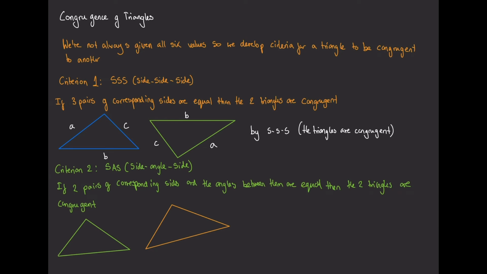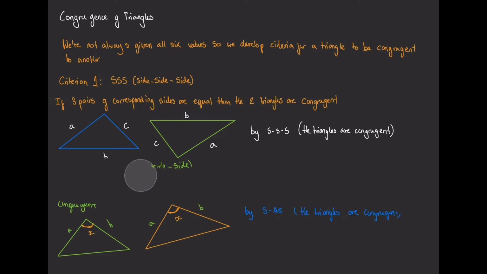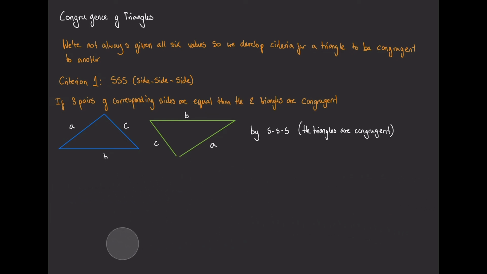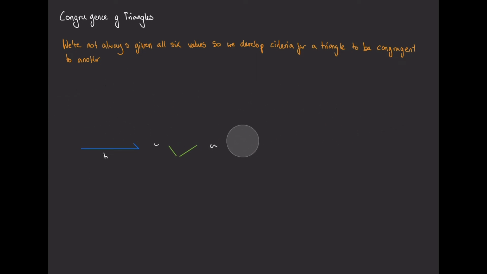Criterion 2 looks at side, angle, side, which is another condition for two triangles to be congruent. If two pairs of corresponding sides and the angles between them are equal, then the two triangles are congruent, as I've labelled on my diagram. The sides A and B on both triangles are the same, and the angle X between them, which is a very important part, is also equal. If the angle X was on a different side, it is not necessarily true that the two triangles are congruent.